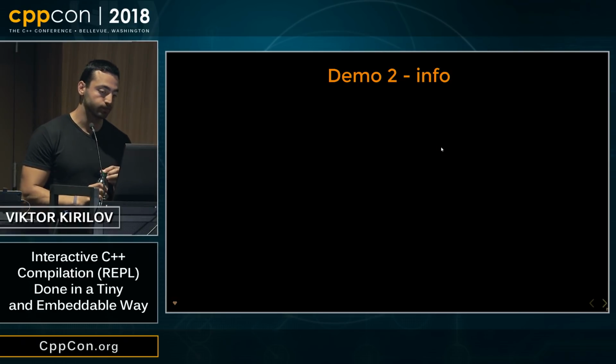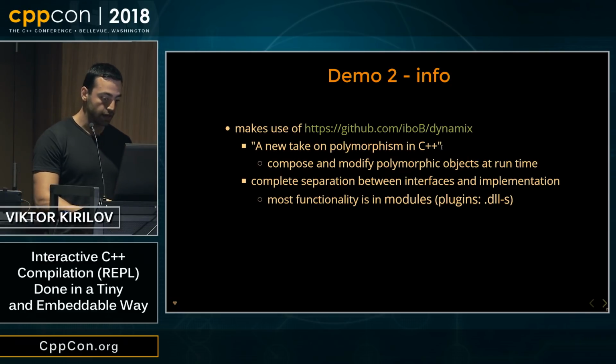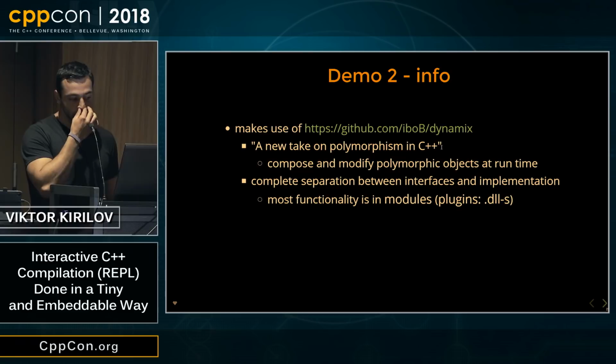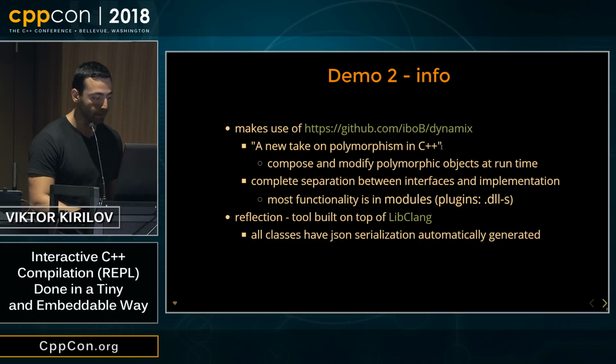So the demo uses the Dynamics library, which is about a new take on polymorphism in C++. It allows you to compose and modify polymorphic objects at runtime, and also it aids a lot in the complete separation between interface and implementation. Most of the functionality is split into separate modules, separate plugins, DLLs, and they interact with each other through an exported interface, which is defined in the host application, the main executable. And there is reflection, built on top of libclang, so all the classes in the demo have JSON serialization generated automatically for them.